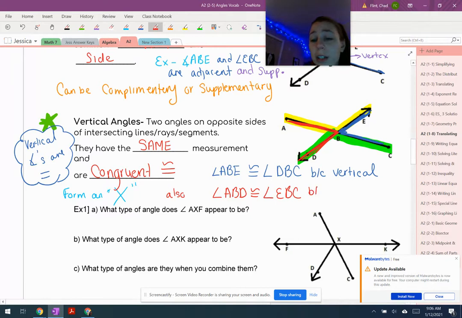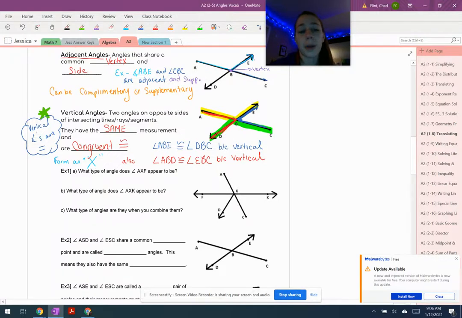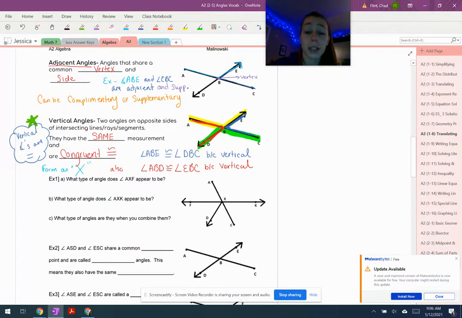And again, vertical is going to be helpful because you can create those equations by setting them equal to each other. So out of those two, vertical is way more important than adjacent. We're going to take a look at some examples finally.